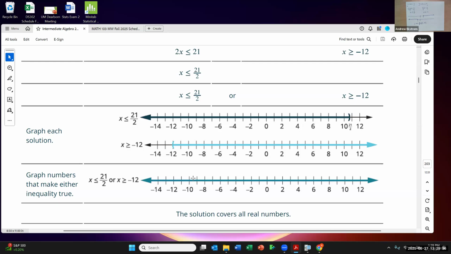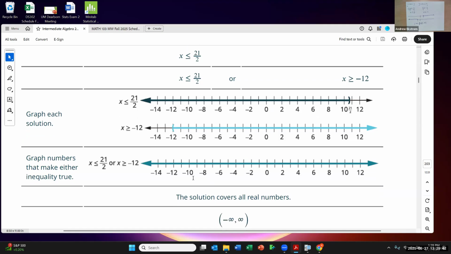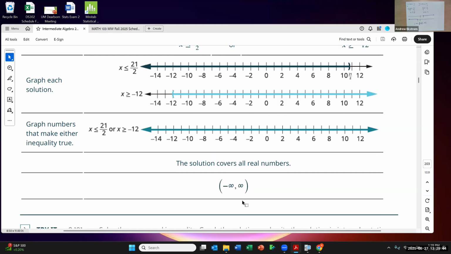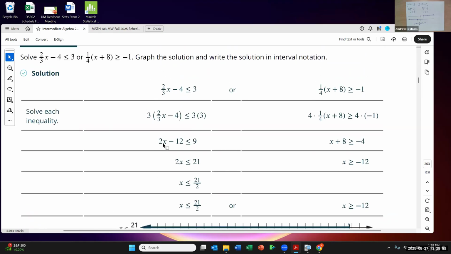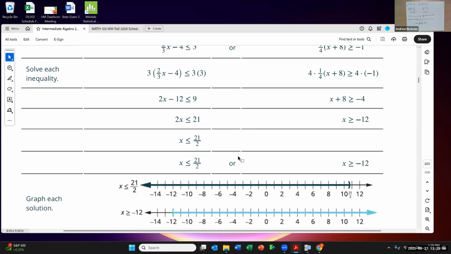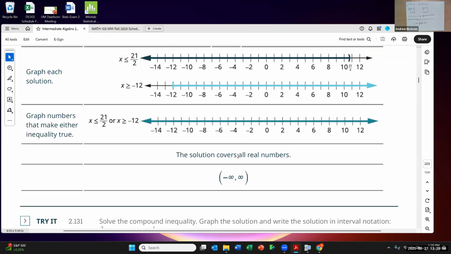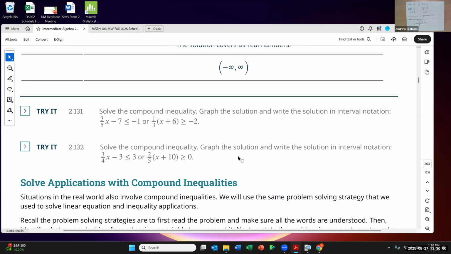It says down here, the solution covers all real numbers. So if we put that into interval notation, -infinity to +infinity. So again, we could try to graph these and see what's actually going to be going on there. And it's going to be a bit of a mess.